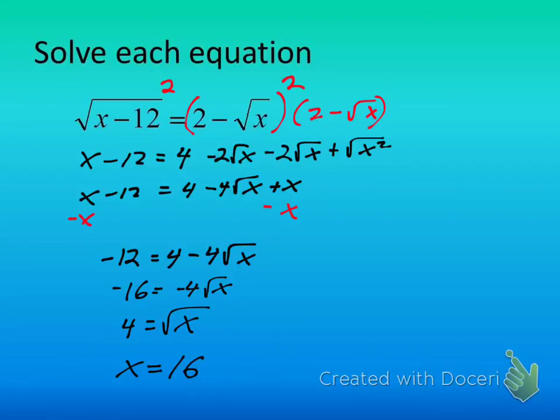Are we done? Not quite. The answer is not quite no. You have to check these, and this is a prime example of where this happens. When you plug 16 up here, 16 minus 12 is 4, right? Square root of 4 is 2. On the right side, you plug 16 in here. Square root of 16 is 4. 2 minus 4 is negative 2. Left side is 2. Right side is negative 2. Last time I checked, those aren't equal to each other. Definitely not. So does 16 work? No. Which means your answer is no solution.